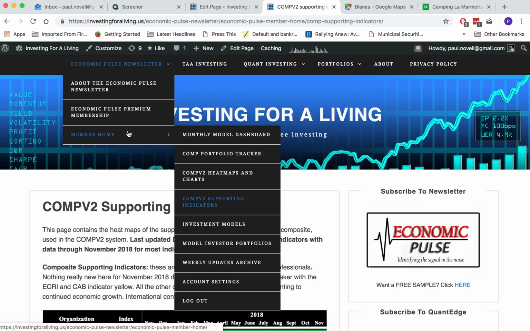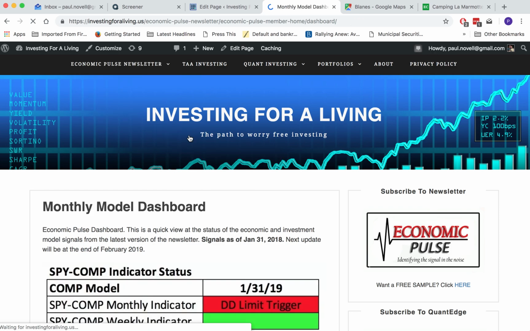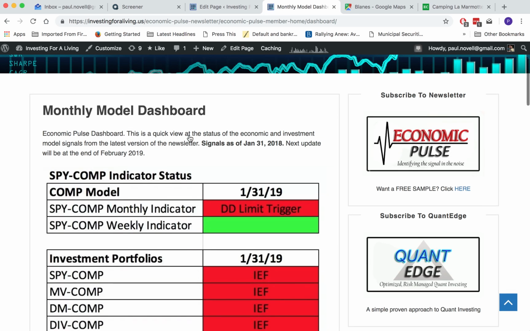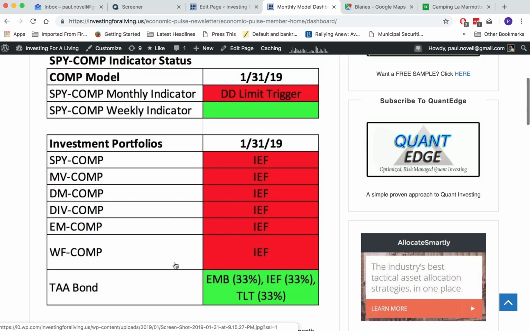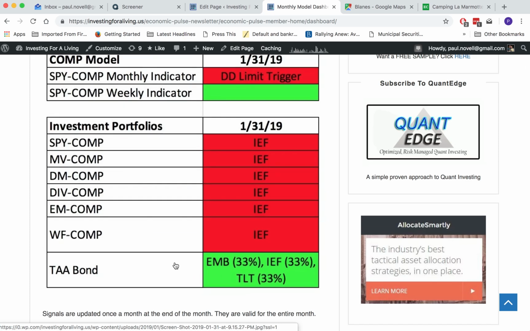And that's pretty much all you need to know. The monthly dashboard you can check once a month. It's in the PDF of the newsletter, and that just tells you where to be invested for that month. So as at the end of January, we were still all invested in IEF. TA bond was in these 3 ETFs, so that's only updated once a month at the end of the month.